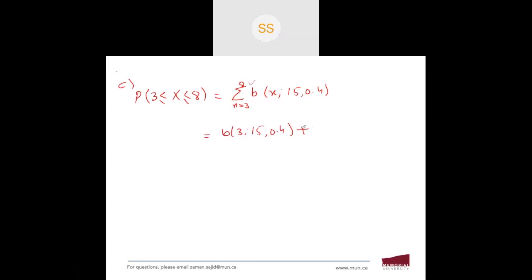Plus b(4; 15, 0.4), plus, and so on. This will keep going until your last term, which should be b(8; 15, 0.4). You just find these terms, solve them, and find your final answer.